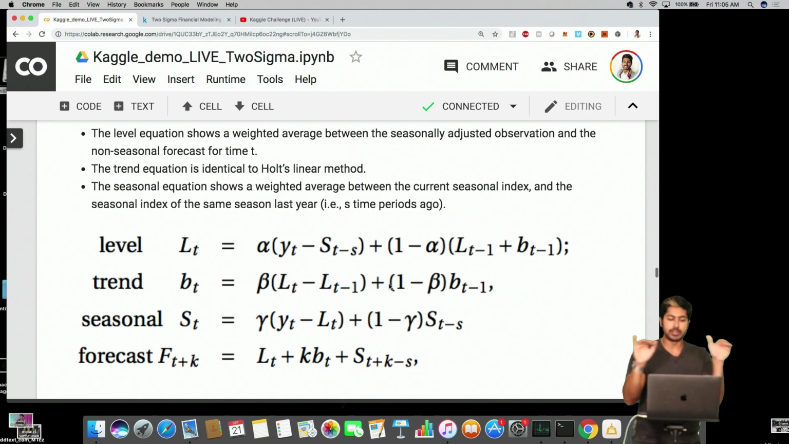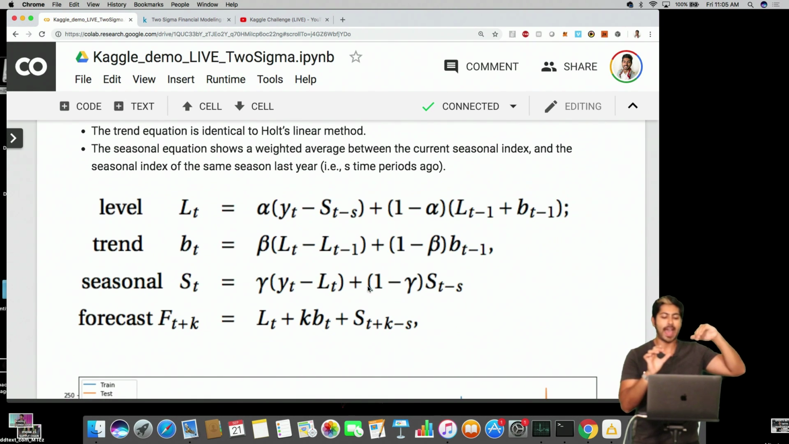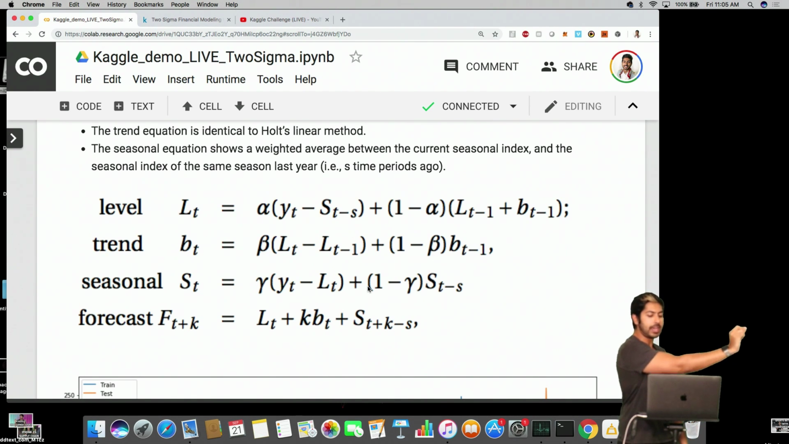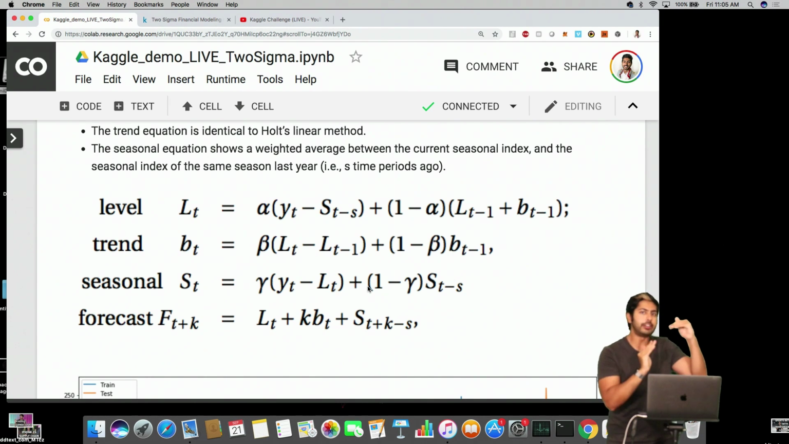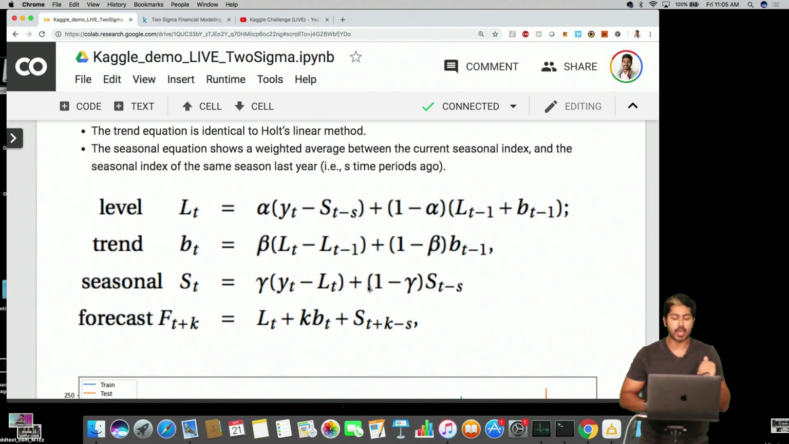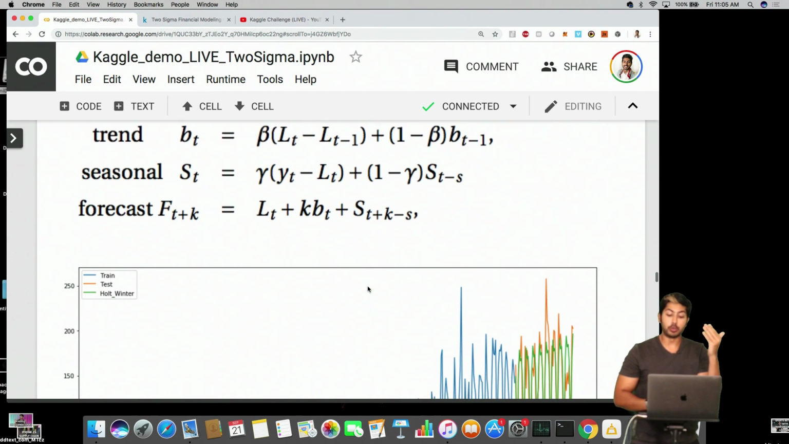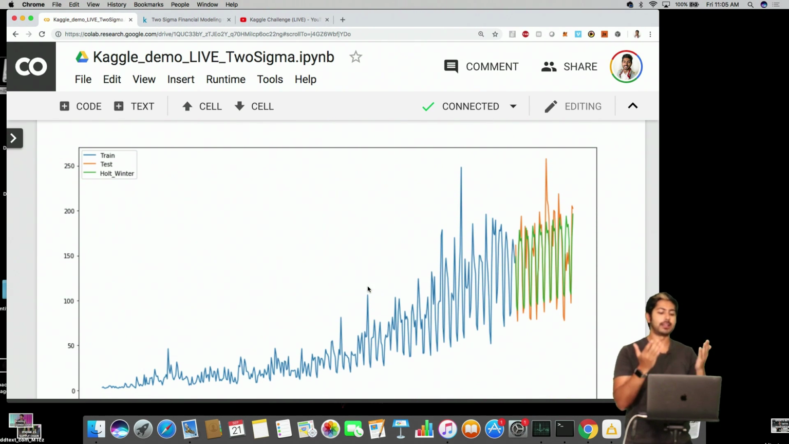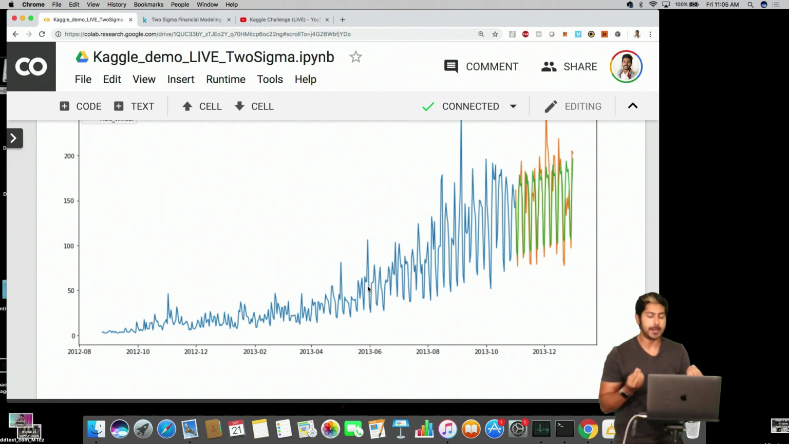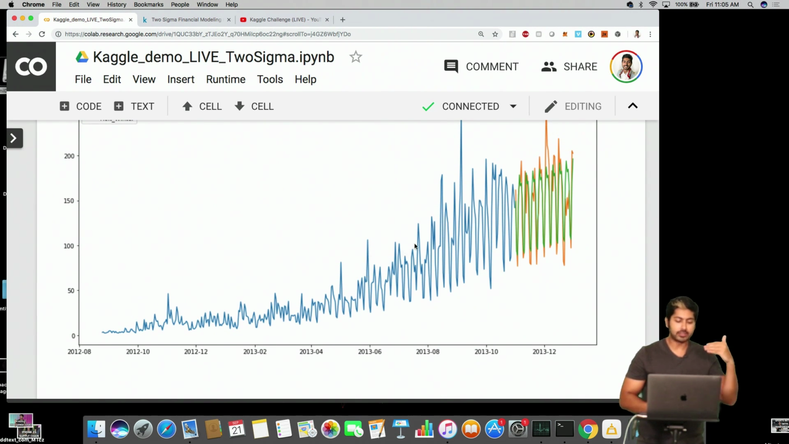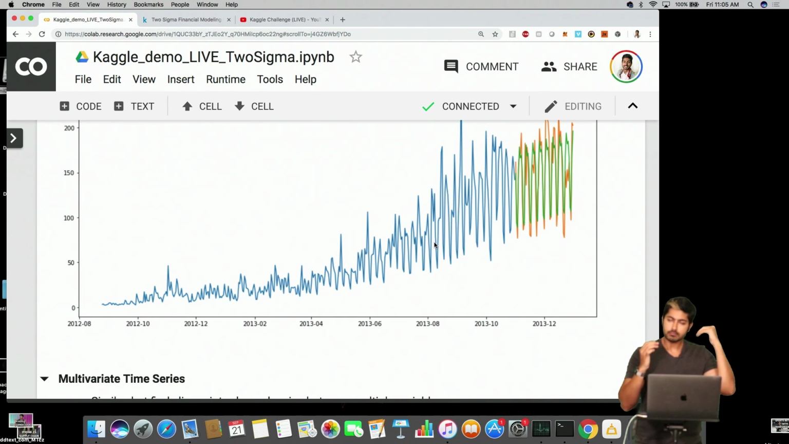The trend equation is the same as Holt's linear method, and the seasonal equation shows the weighted average between the current seasonal index and the seasonal index of the same season last year. So each of these equations is interdependent on each other, okay? And so what happens when we do that is now we are getting somewhere. Check out this graph. It's a much better graph, right? So that's the idea of seasonality.